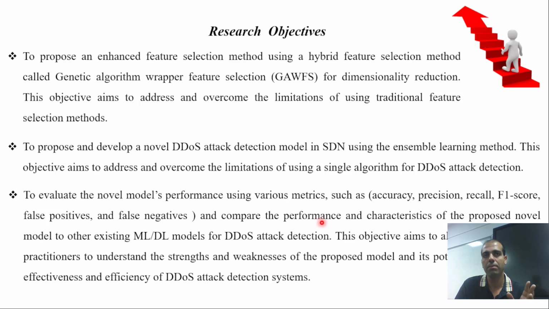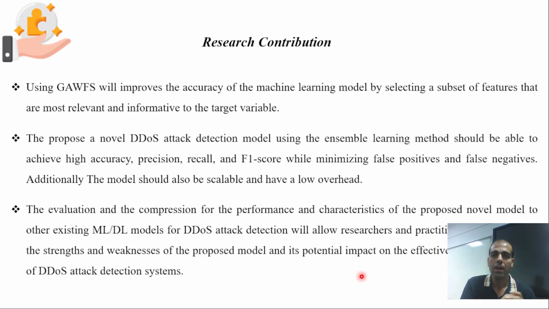Then compare the performance and characteristics of the proposed novel model with other existing machine learning and deep learning models for DDoS attack detection. By this objective, we aim to allow researchers and practitioners to understand the strengths and weaknesses of the proposed model and its potential impact on the effectiveness and efficiency of DDoS attack detection systems. The contribution of our research is that the proposed feature selection will improve the accuracy of the machine learning model by selecting the subset of features that are most relevant and informative to the target variable.